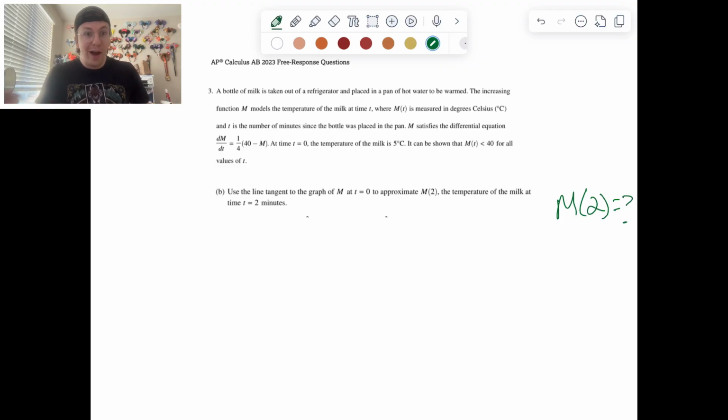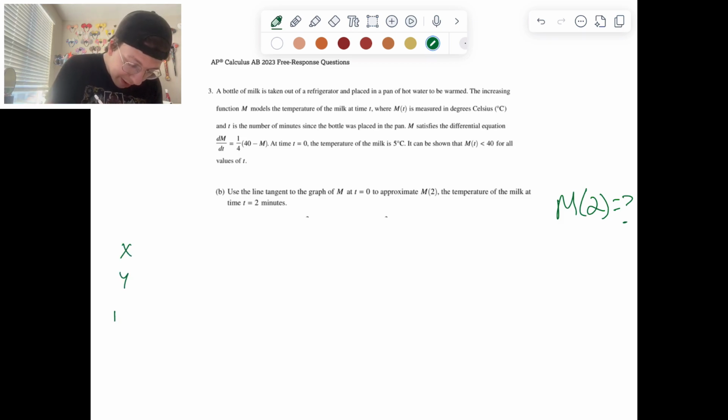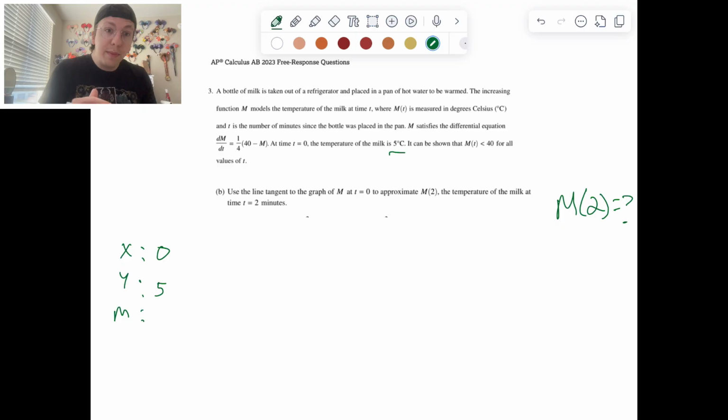So I've got to build a tangent line. So I need my x, my y, and my slope at a certain value. So let's do that. Our x for approximation is going to be at t equals 0. Our y is going to be the output. So we know our output at 0 is 5. And for our slope, we need to use our derivative. So we know it's 1/4 of 40 minus m.